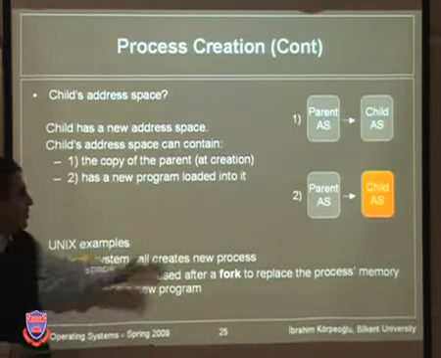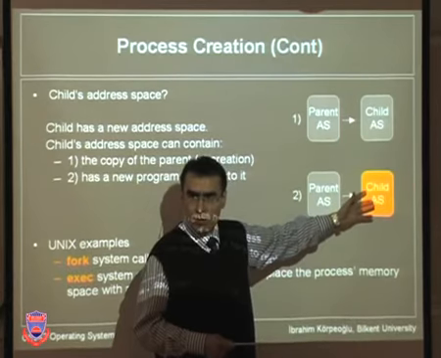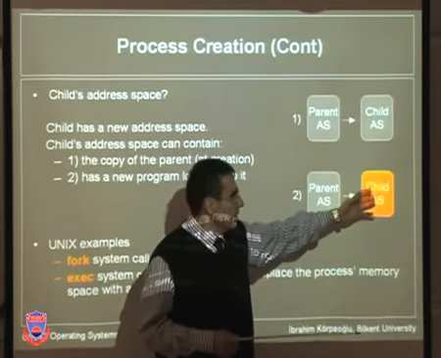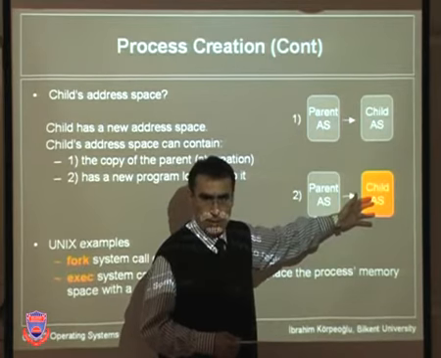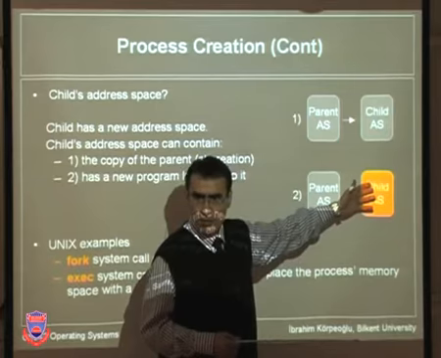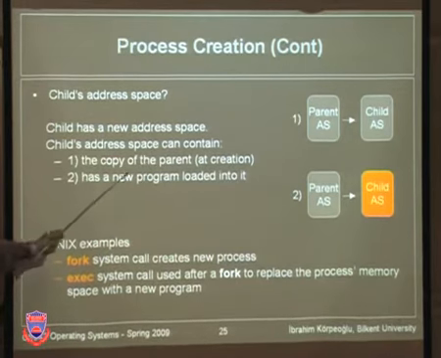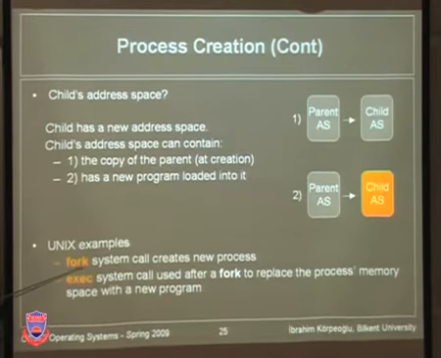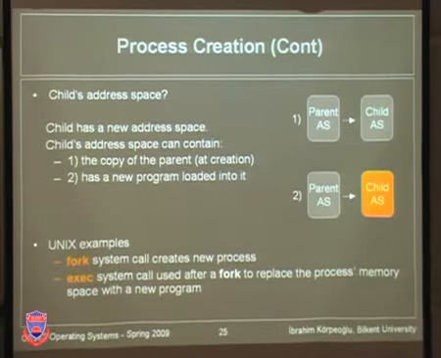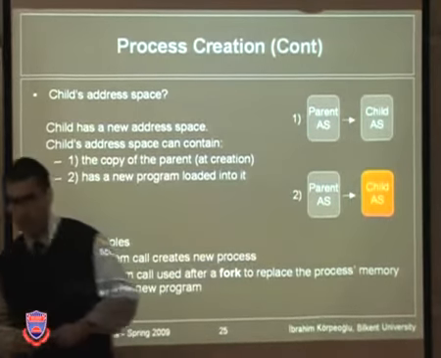Another alternative is that the child, after getting created, can execute a completely new program. So it can have completely new address space content, and that means a completely new memory image. The instructions can be totally different, taken from a different executable file. The variables can be totally different and so on. So there are two basic alternatives here: one is that the child has a copy of the parent's address space, and the other is that the child has a new program loaded into it. In Unix or Linux, we have a system call called fork that creates a new process, and the new process will have its own address space, but it will be the exact duplicate of the parent.